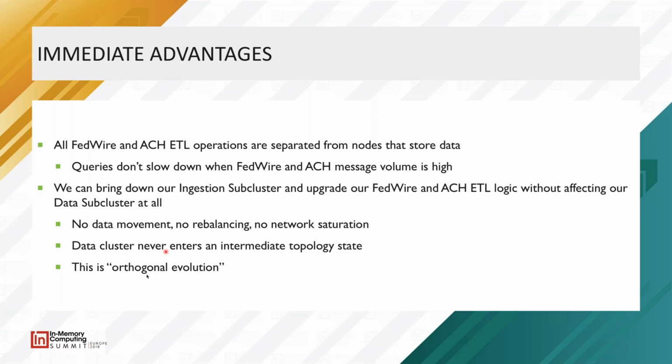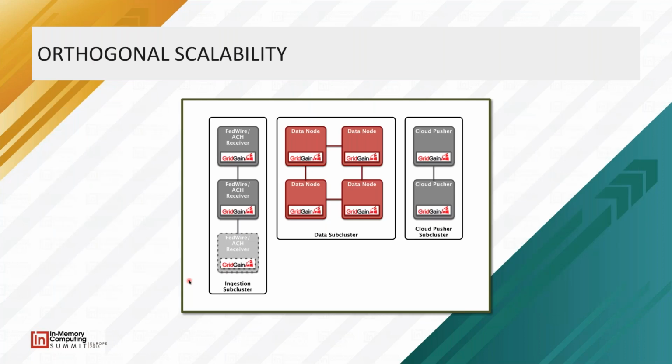So this is orthogonal evolution. Orthogonal, a mathematical term meaning two axes that meet at a right angle, like the X and Y axis. You can evolve along one axis, your FedWire receivers, and on another axis, your data nodes, without having them affect each other at all, which is not true in the shared nothing fat node case. You can also scale orthogonally, right?